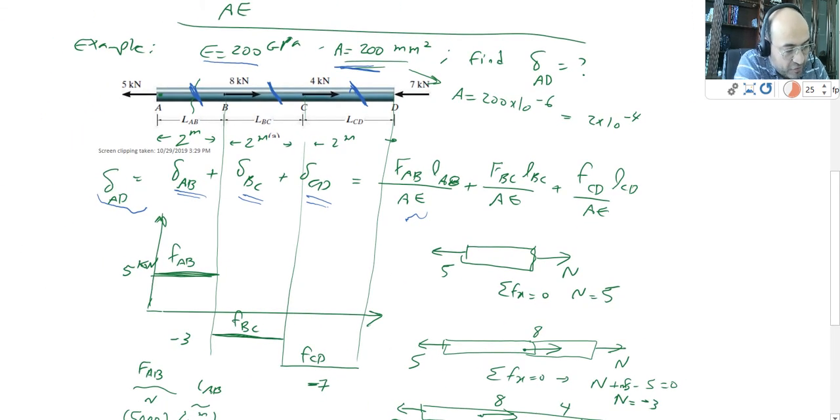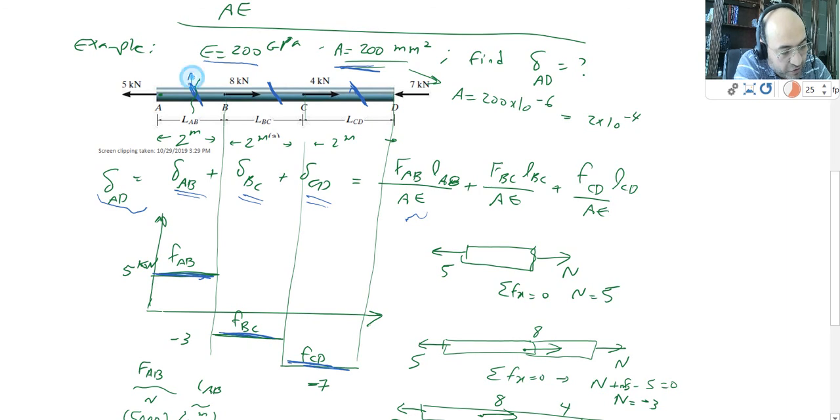So let's start working. The first thing I do is draw the force diagram, knowing how much the force in every one of those sections is. So how did I get to this diagram? I get that F AB is 5, F BC is minus 3, and F CD is minus 7. I'm going to go over it quickly to show you how I got it.